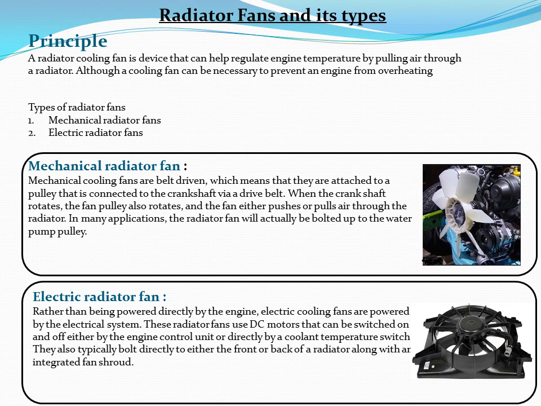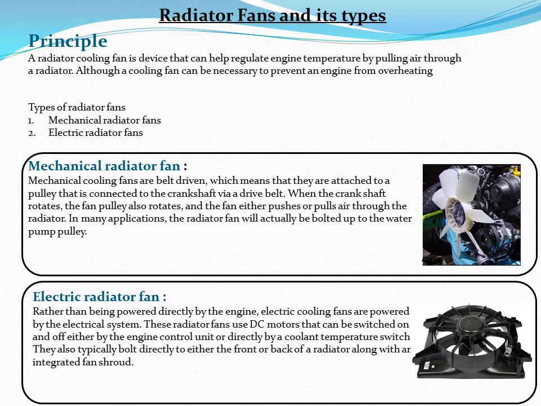These radiator fans use DC motors that can be switched on and off either by the engine control unit, ECU, or directly by a coolant temperature switch. They also typically bolt directly to either the front or back of the radiator along with an integrated fan shroud.